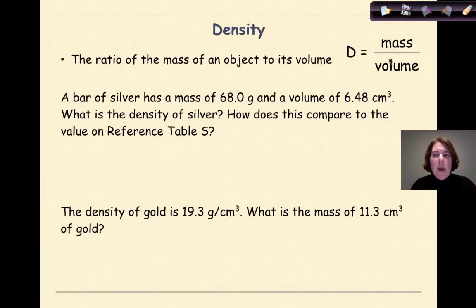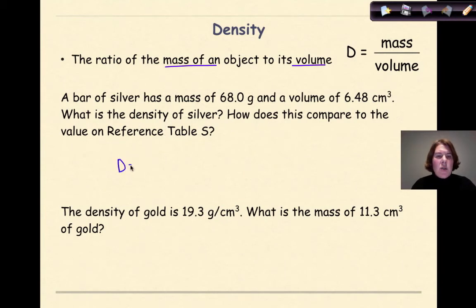Density is equal to mass over volume, and the volume can either be in centimeters cubed or milliliters or liters. It really depends on the situation. So density is the ratio of the mass of an object to its volume. So let's look at an example. A bar of silver has a mass of 68.0 grams and a volume of 6.48 centimeters cubed. What is the density of the silver?